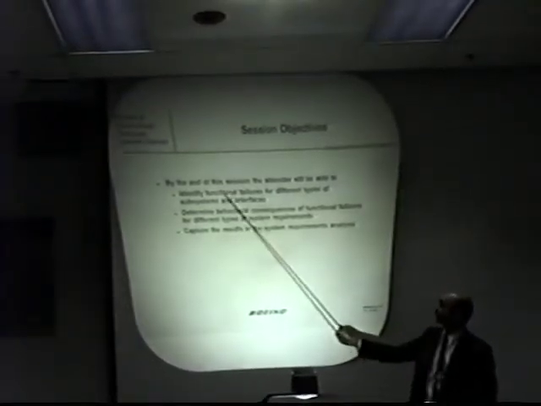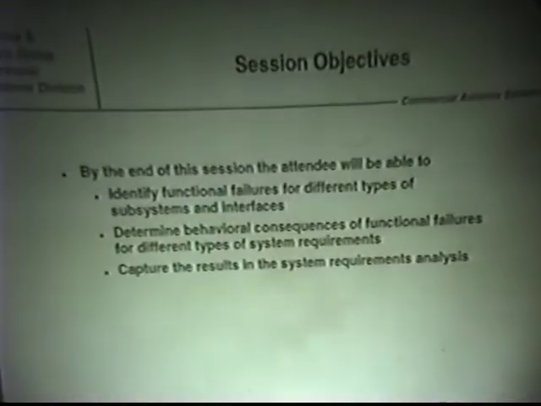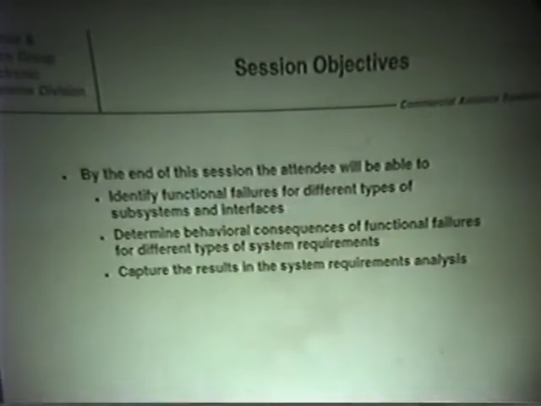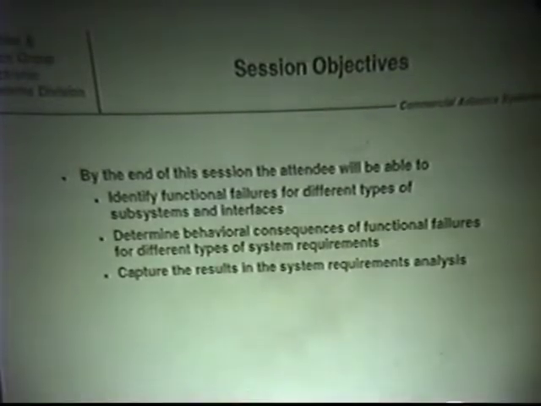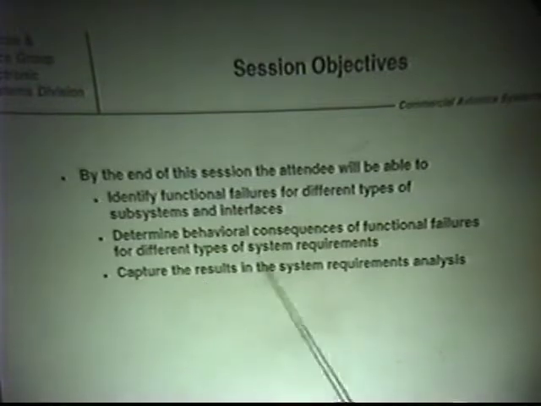My objectives for you this session is that I would like you to be able to identify functional failures for different types of subsystems and interfaces that you're analyzing, to be able to determine behavioral consequences of those failures for different kinds of system requirements, and to be able to capture the results in your system requirements analysis.